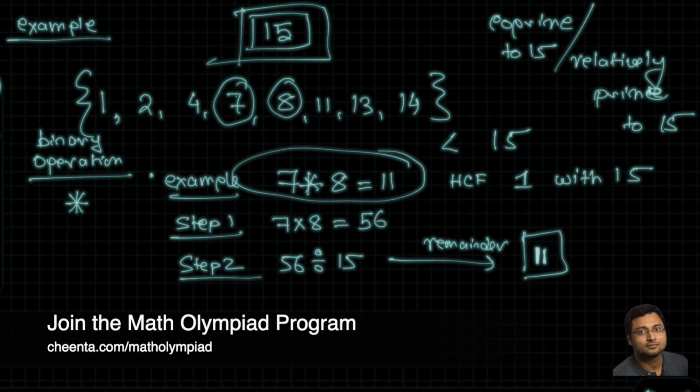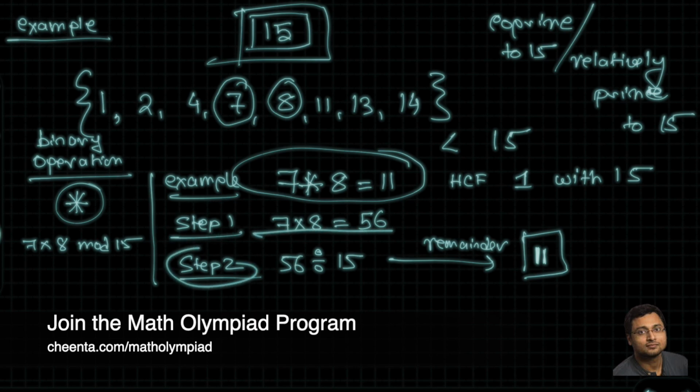Those of you who know modular arithmetic, what I just did is simply 7 times 8 modulo 15. So the star operation is multiplication modulo 15. If you don't know modular arithmetic, then this is what you can think. Step 1 is you multiply the two numbers. Step 2 is you divide the product by 15 and get the remainder. This remainder is the result when you do 7 star 8. So if you combine 7 and 8, you get 11. So that's what the binary operation is.